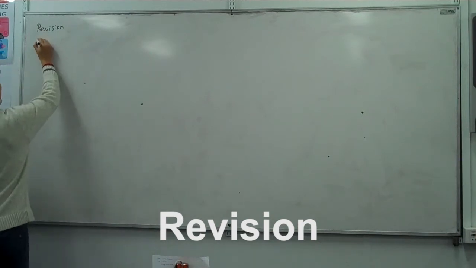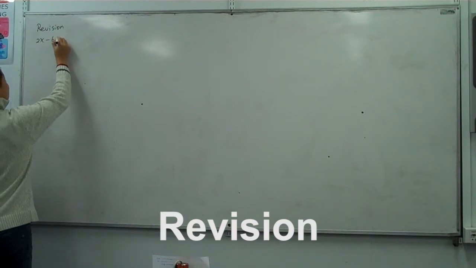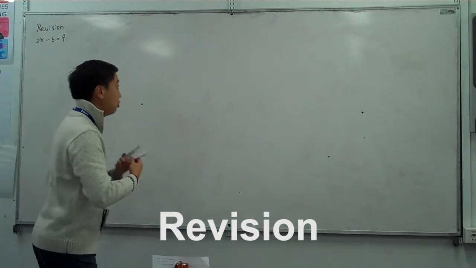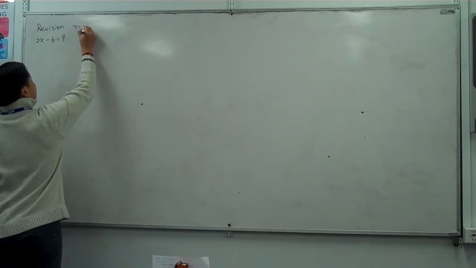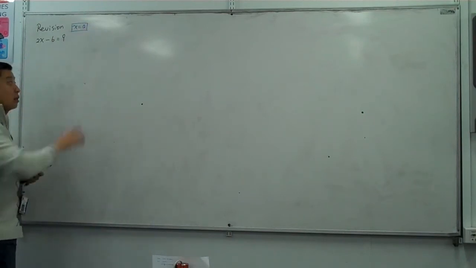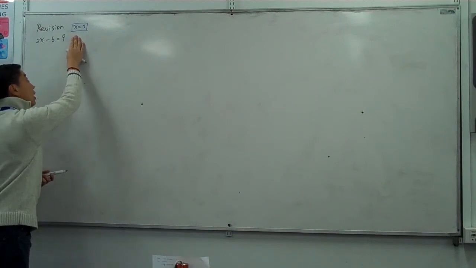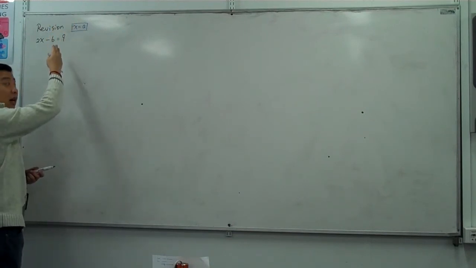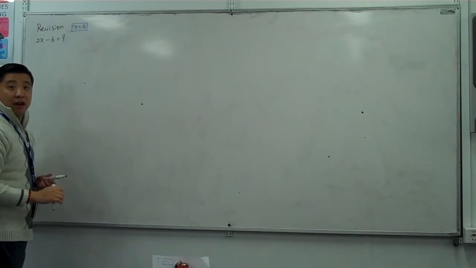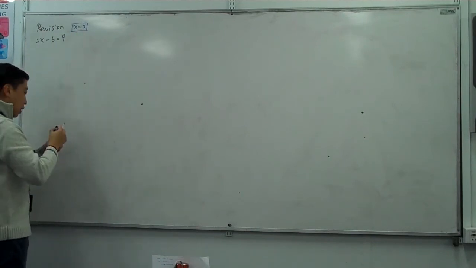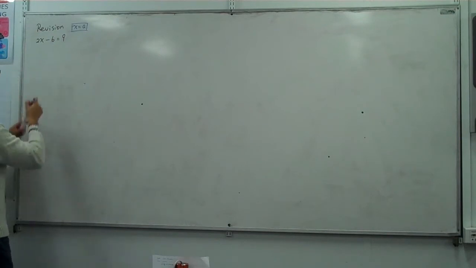For example, if you have 2x take away 6 equals 9. For questions like this, yesterday we said we want your solution to be in the format x equals a. I want to know the value of x, so x equals a. In order to get this format, I want all the x on the left hand side and all the numbers, all the values, on the right hand side, and then I can have the value of x. To make that, I have to do some movement.